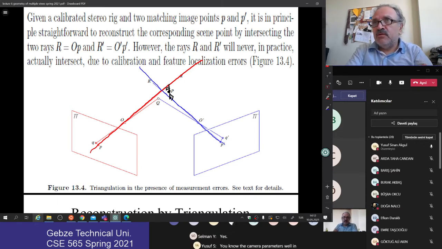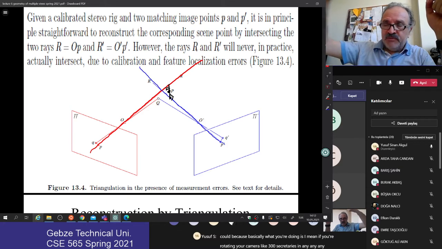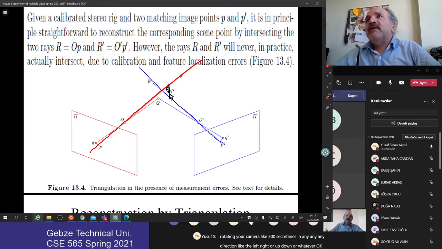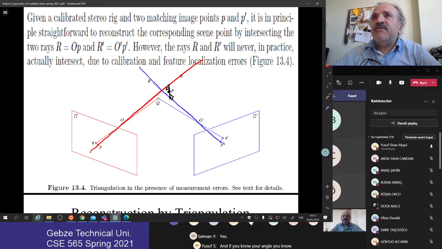Well, in that case, yeah, you could, because basically, if you are rotating your camera 360 degrees in any direction, like left, right, or up, down, or whatever, okay? So basically what you are doing is taking a picture of the inner part of a sphere. That's what you are doing, right? And if you know your angle, you know what part of the sphere you are taking the picture of. Whatever you are taking a picture of, you just paste it in the inner part of the sphere, and that's going to be it.